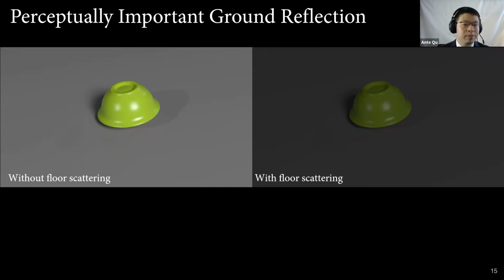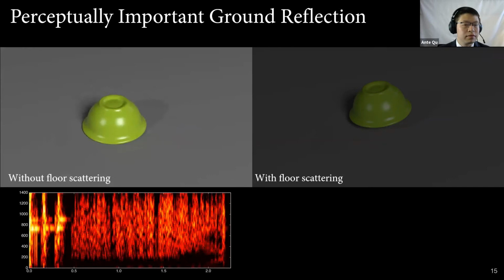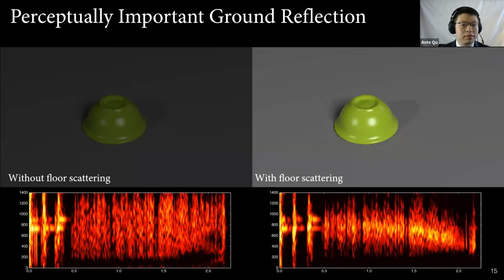So here is a bowl sound rendered without and with floor scattering. That was without floor scattering. And this has the floor scattering. The spinning bowl and the floor create a complex system that has cavity resonance that changes in time. And we capture these results, as you can see in this spectrogram, where the frequency lowers over time.